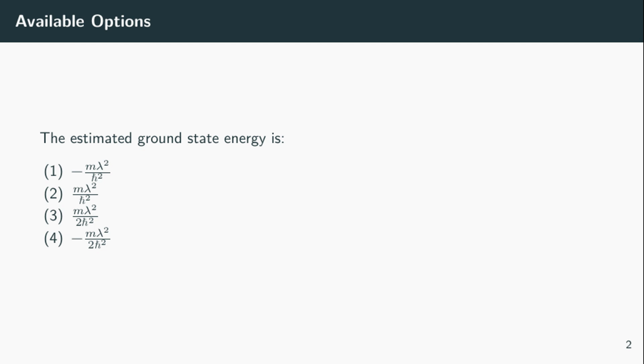They look like this. Option 1 is minus m lambda squared over h bar squared. Option 2 is m lambda squared over h bar squared. Option 3 is m lambda squared over 2 h bar squared. And option 4 is minus m lambda squared over 2 h bar squared. We'll figure out which one is correct.